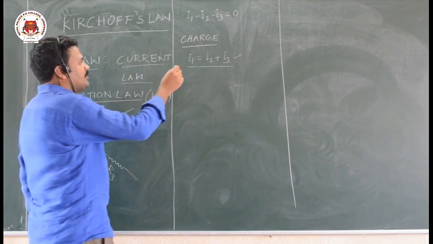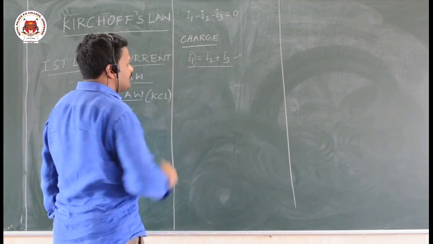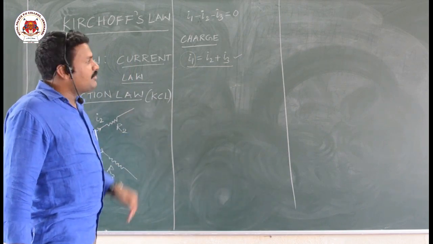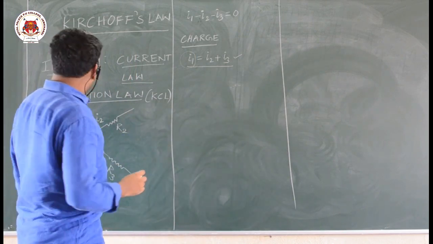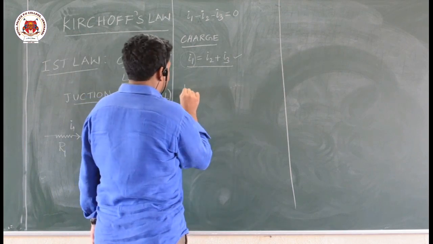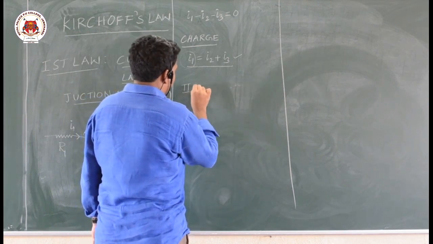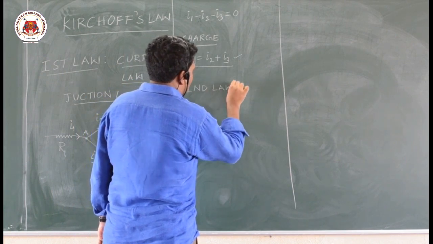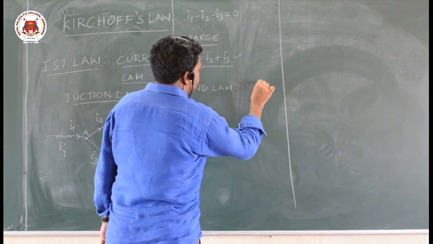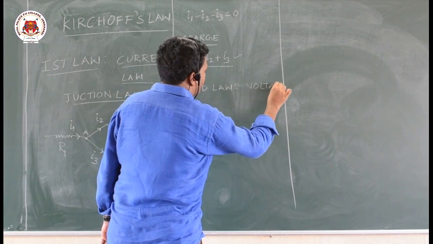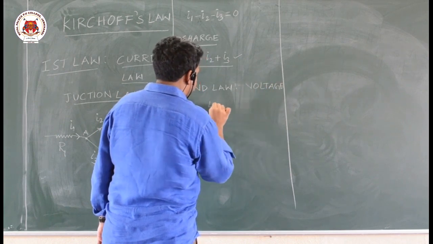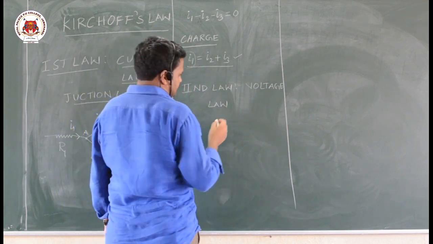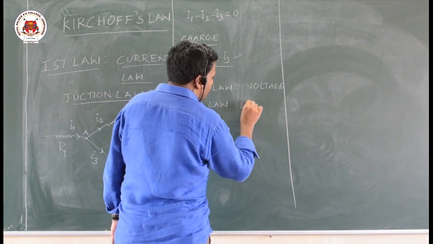And if you take the sign convention, current entering the junction is taken positive and current leaving the junction is taken negative. And the next law is Kirchhoff's second law. This is also called voltage law, and it is also called loop law.